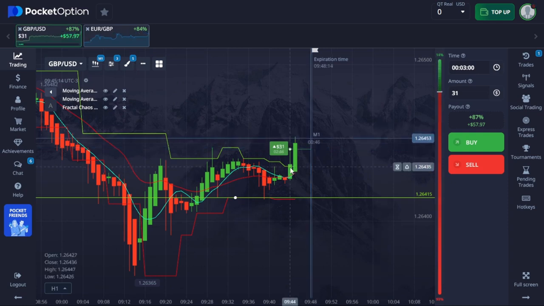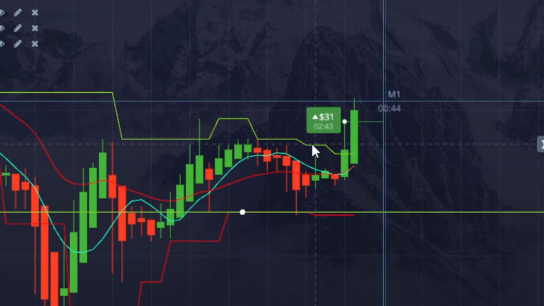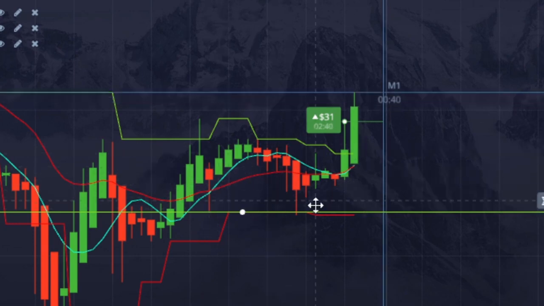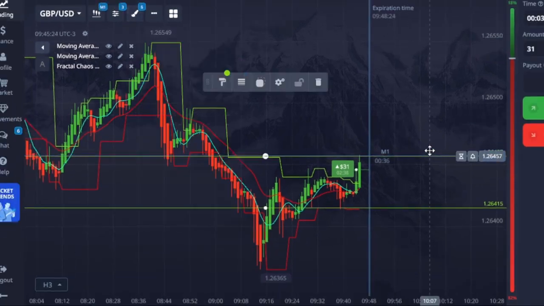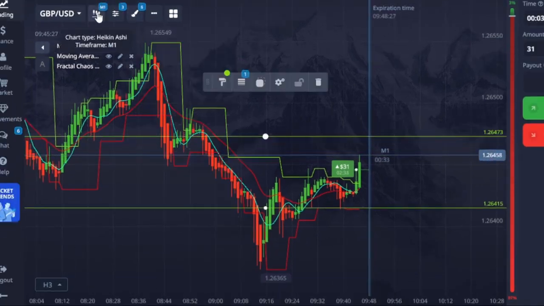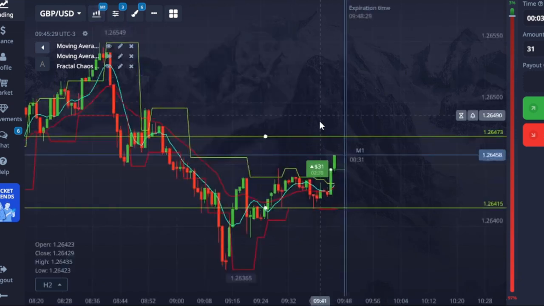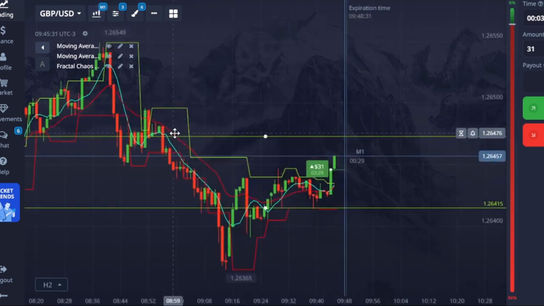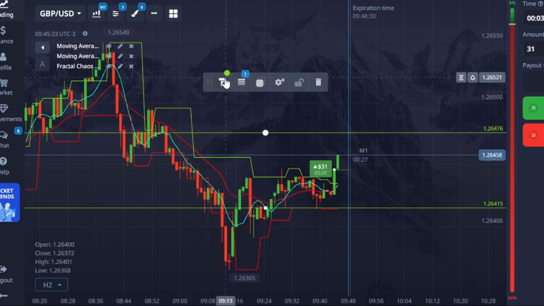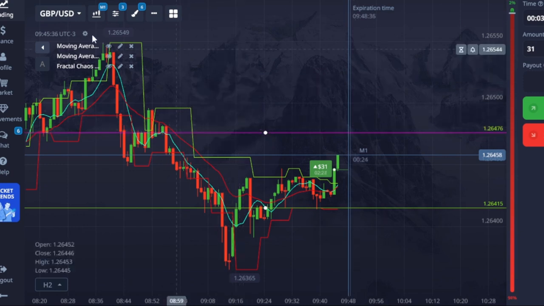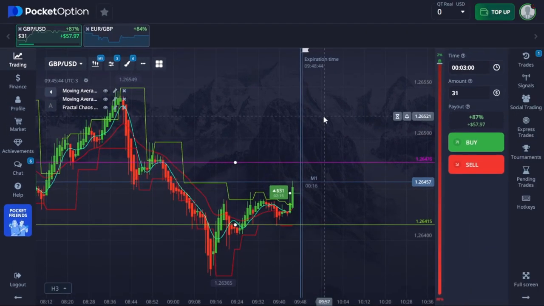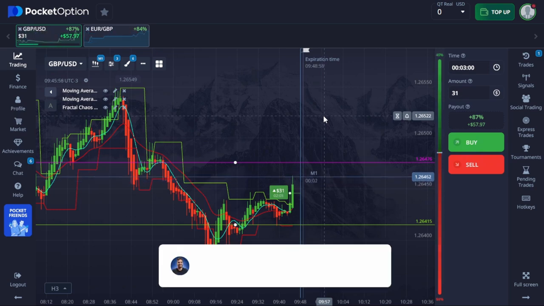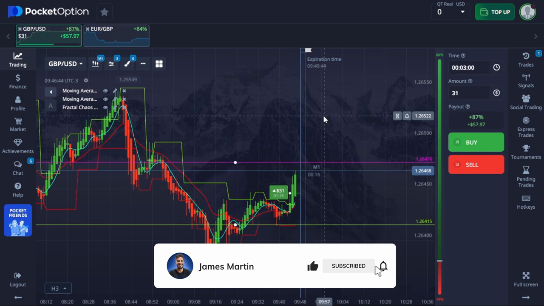So after waiting a few minutes, guys, we have an opportunity right here on GBP/USD at the close of the 1-minute candle, M1 on the time frame, as I said. Just let me mark the position right here. Okay, let's set this. Change the color. All right. Okay, guys, we don't have any secret right here. Just wait for the result.